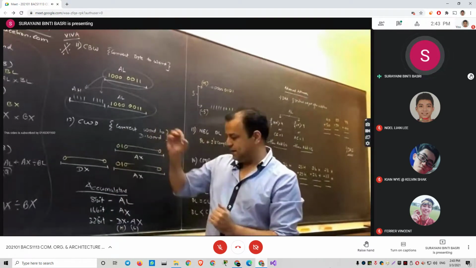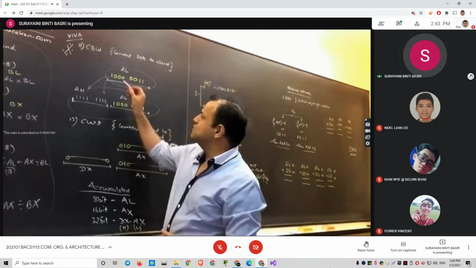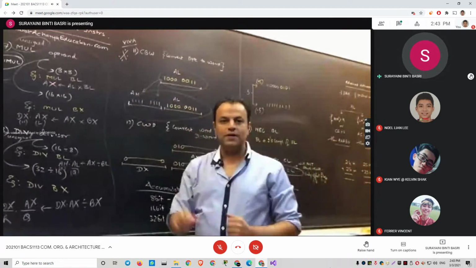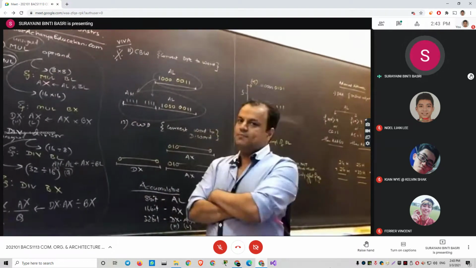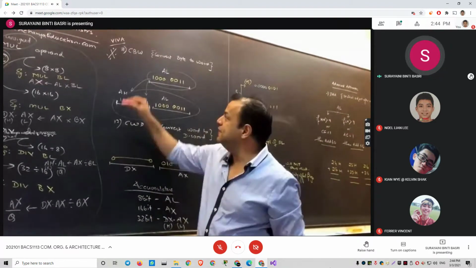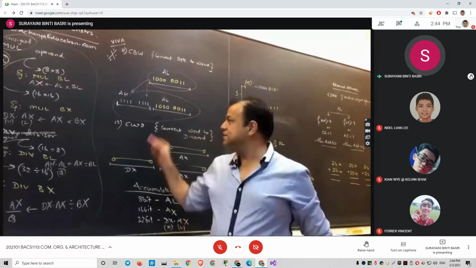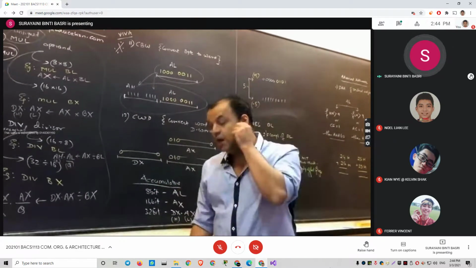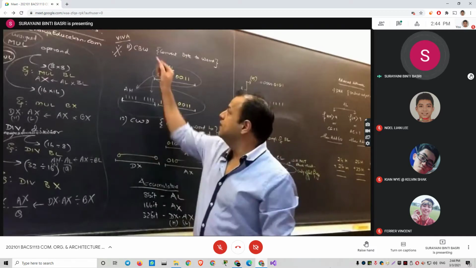So, CBW, what does it do? It looks at the MSB and just goes on duplicating the MSB. That's what it does. It doesn't blindly put zeros or blindly put ones. It extends the number using the MSB. That is why it's called the sign extension. This is called a sign extension of this, which brings us to a very important point.